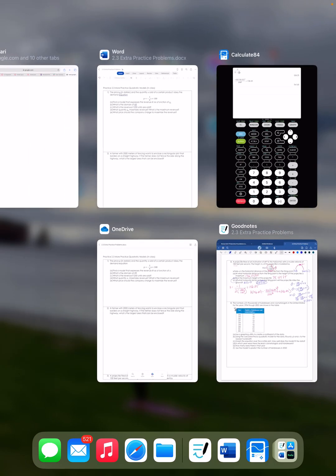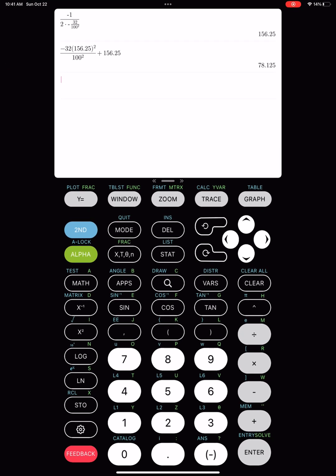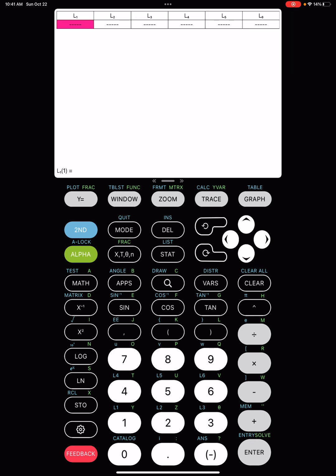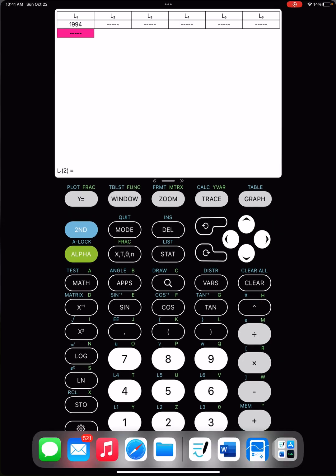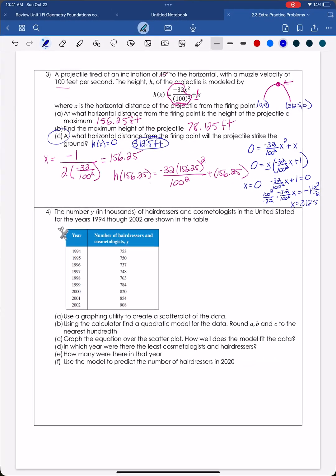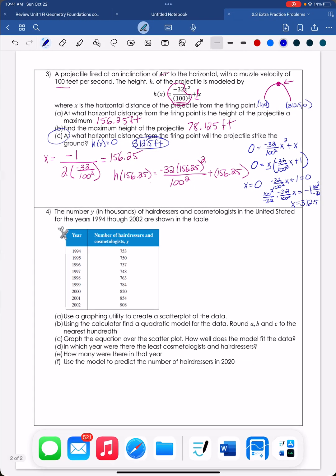Okay, this is one of these statistics problems, and you just have to know how to put it in the calculator. There is a free app, Calc84, that you can use that'll give you these same calculations so you can practice. So you press Stat, you go to Edit, and you start putting your values in. So we have 1994 through 2002.